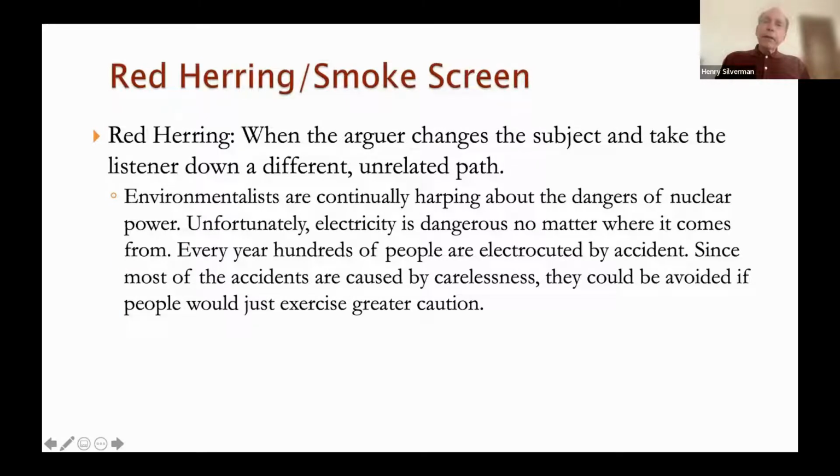Now, red herring or smoke screen, that's when the arguer changes the subject and takes the listener down a different, unrelated path. So, environmentalists are continually harping about the dangers of nuclear power. That's the argument.